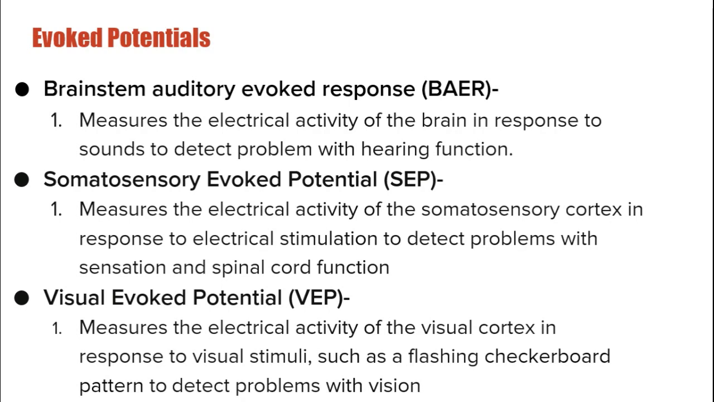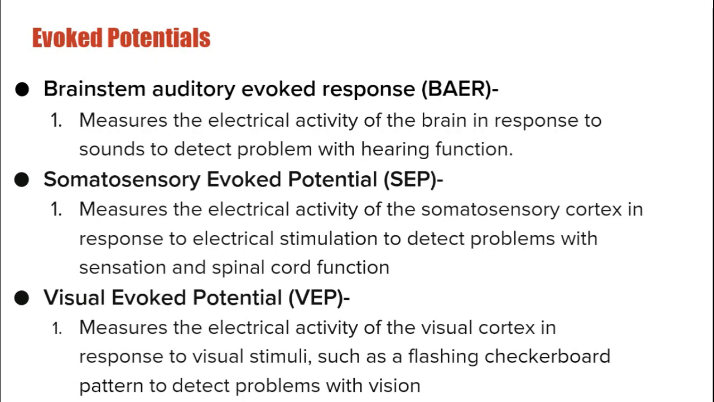evoked potential. As from the name, we can see that in brainstem auditory, the action which causes the evoked potential is the auditory signal, mainly a sound signal, and in response to that, our brain generates electrical activity. What is it helpful for? It is helpful for analyzing the hearing function of the human body.